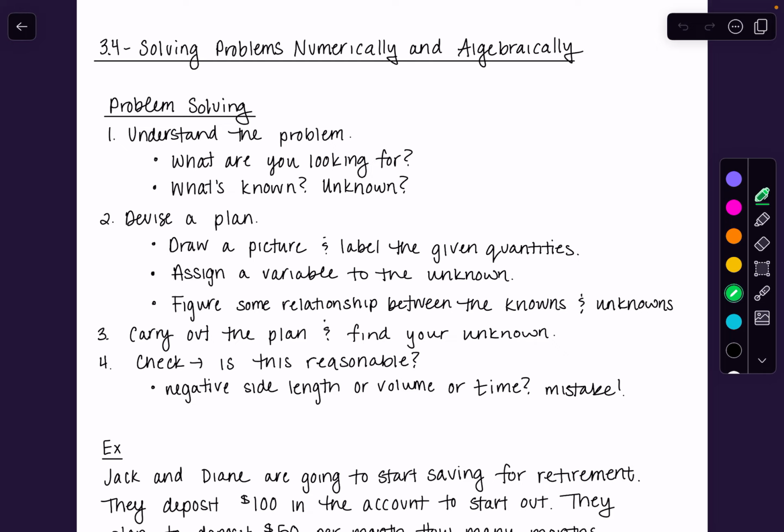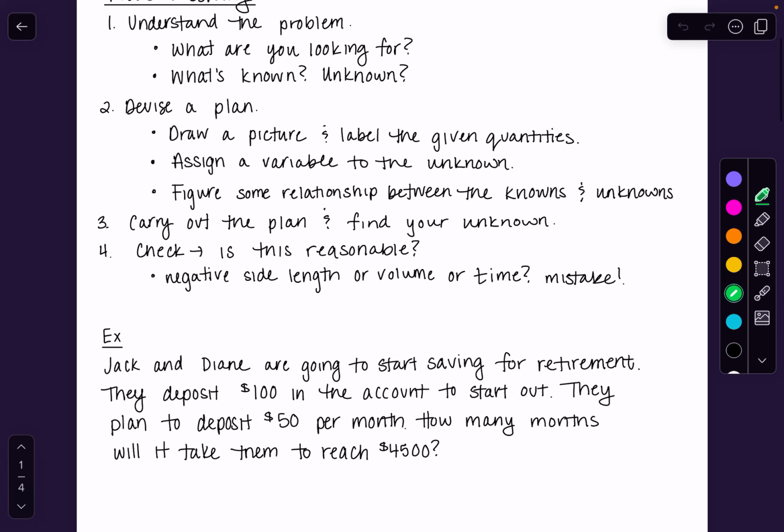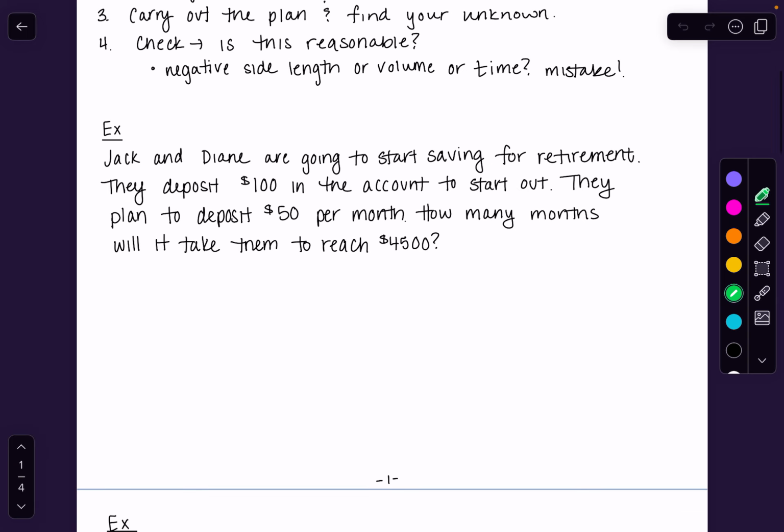So we're just going to try a ton of different examples, and we'll try to figure out what we can do for each of them. So in the very first problem, Jack and Diane are going to start saving for retirement. They deposit $100 in the account to start out. They then plan to deposit $50 per month. We want to figure out how many months it is going to take them to reach $4,500 in their account.